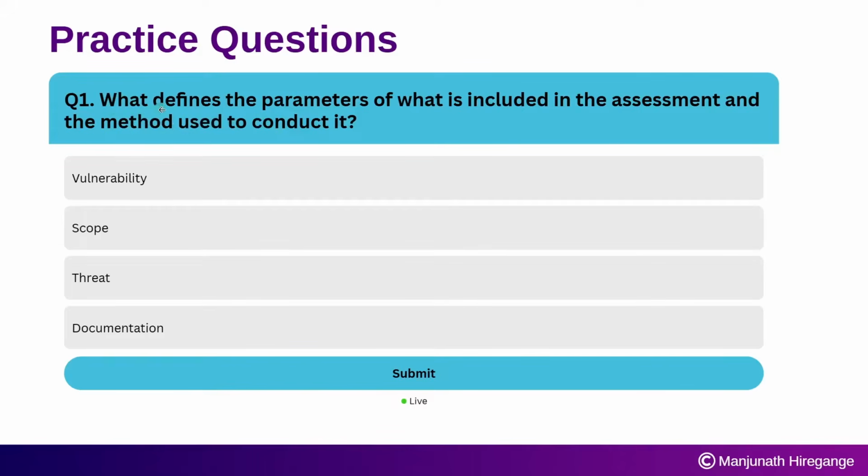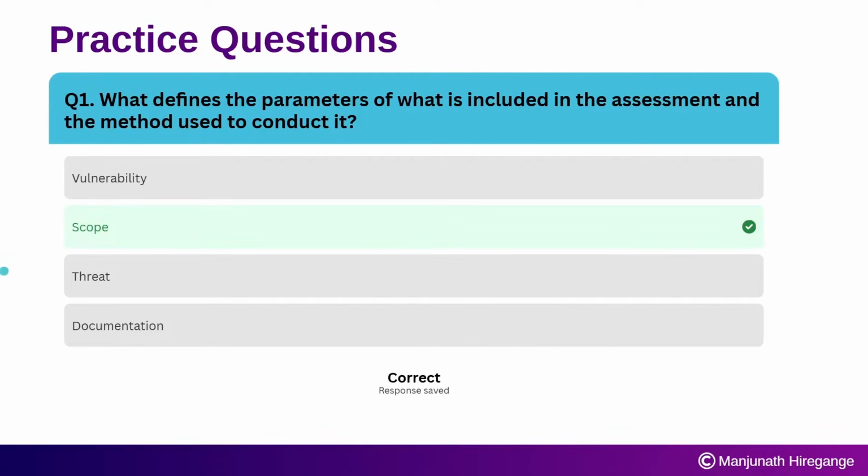So question number one, what defines the parameters of what is included in the assessment and the method used to conduct it? Your options are vulnerability, scope, threat, and documentation. So think of it, which one? The key point is what is included in the assessment and the method used to conduct it. Parameters of what is included. So the right answer is scope.